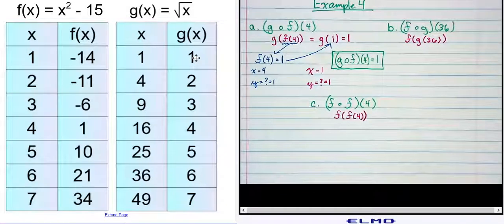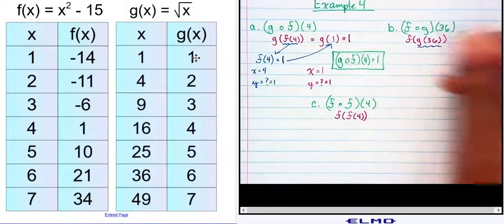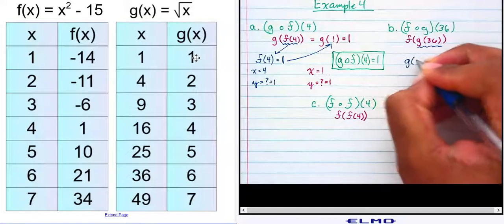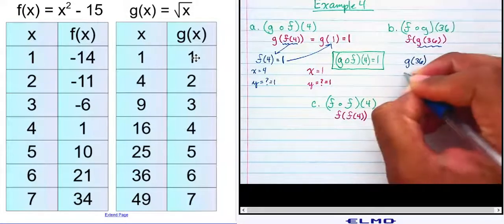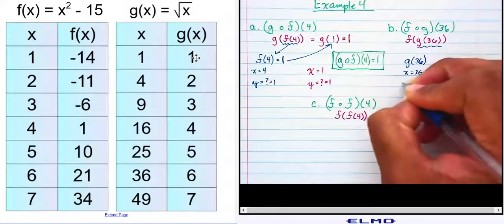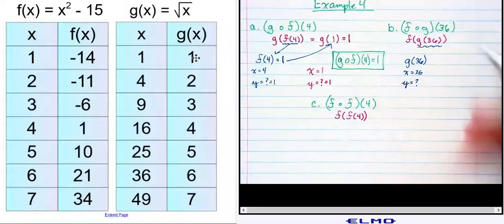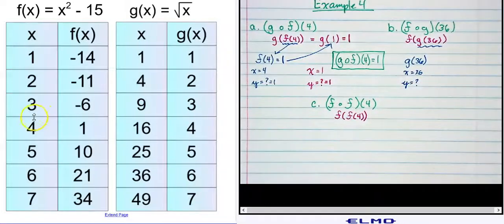Okay, same thing's going to happen for each one of these. We're going to deal with the inside portion first. So g of 36. X equals 36. What is your y value? So we do this every time. So hopefully everybody's good with that. We don't have to keep writing that down. But here we get x equals 36. Your y value is 6.